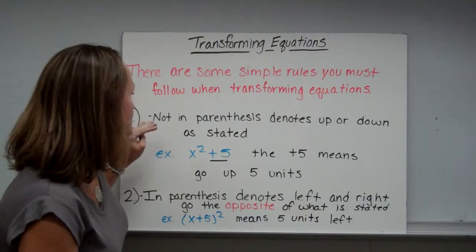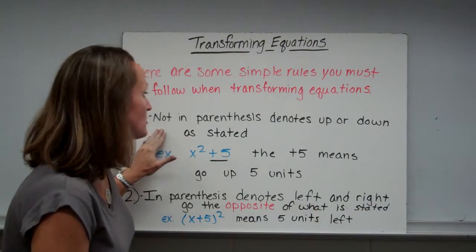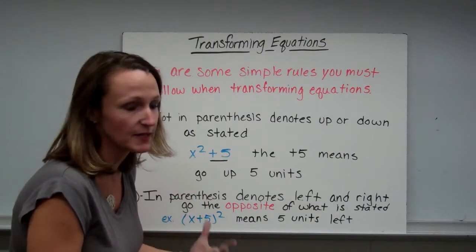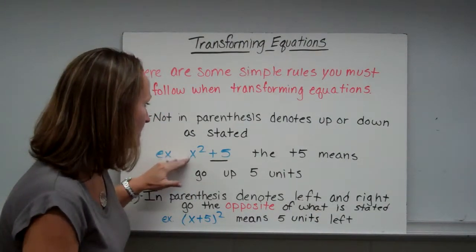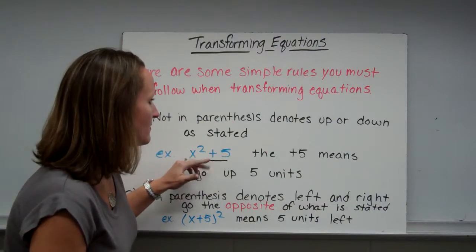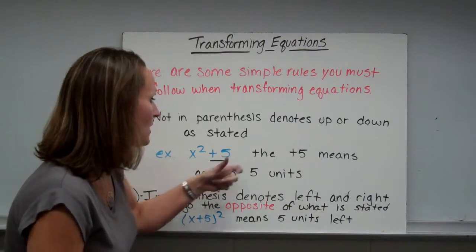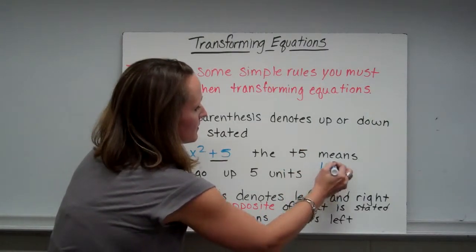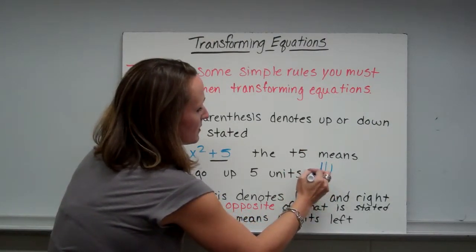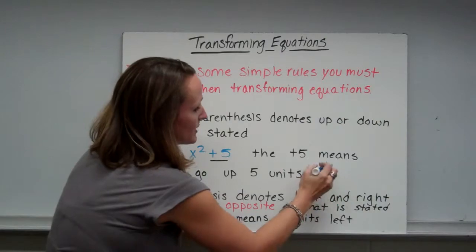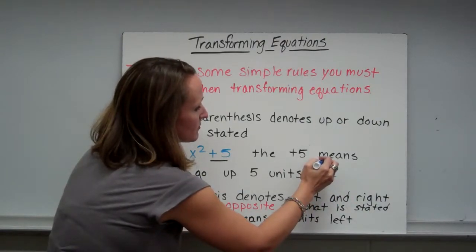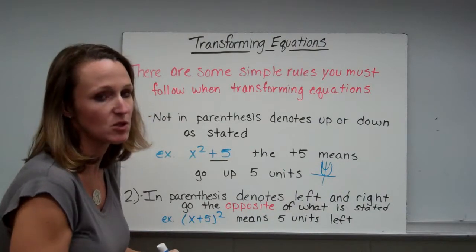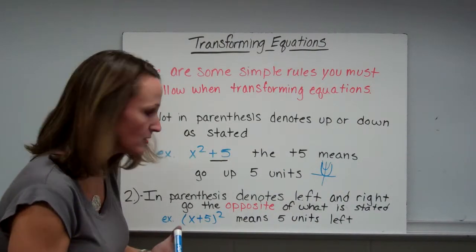So the first one: if it's not in parentheses, it denotes that you're going to go up or down, as it states. If it's a plus sign, it means go up. If it's a minus sign, it means go down. For example, x squared plus 5, the plus 5 means go up 5 units. So if we have a parabola, your new place would be up 5 units. So up here. Plus 5 just means go up, or minus 5, go down.